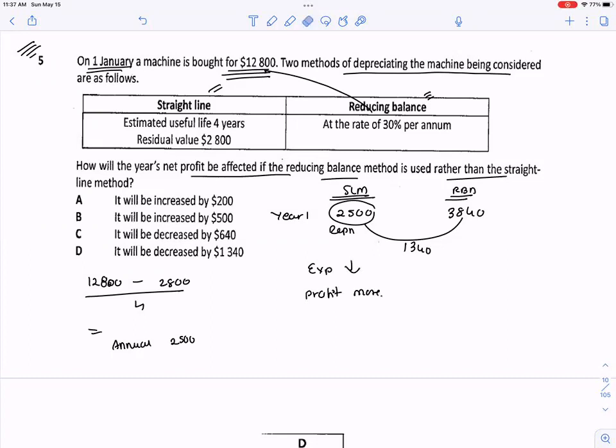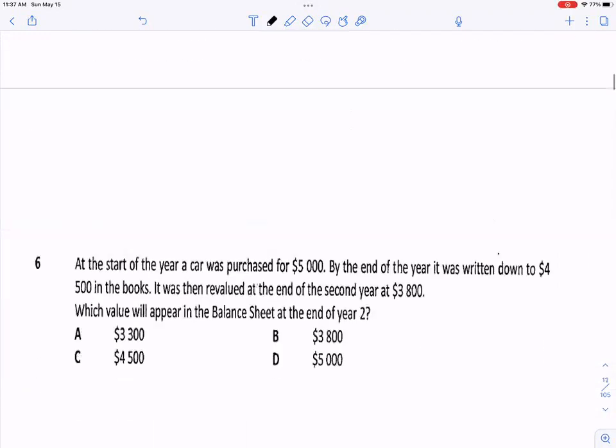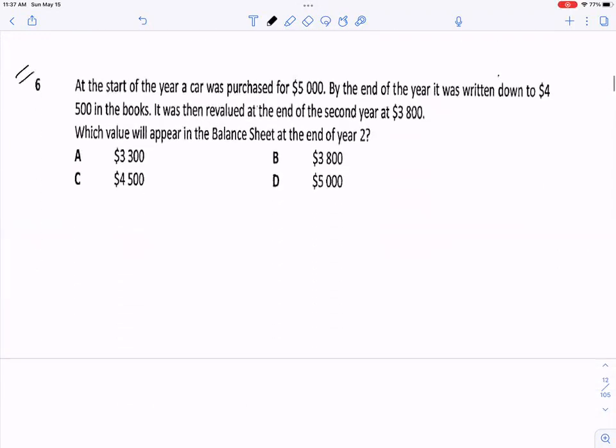What do they want us to find out? How will the net profit be affected? If I charge by reducing balance method, my expense will be more by 1,340 and your profit will be less, or decreased, by 1,340. Am I clear? Come on, try this.